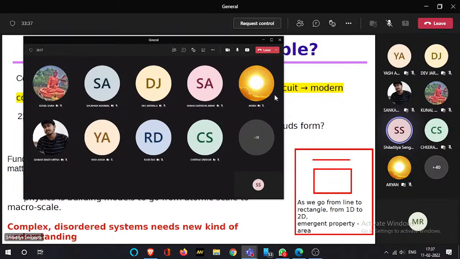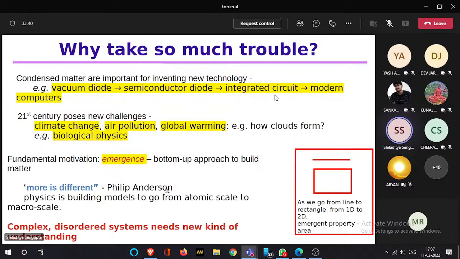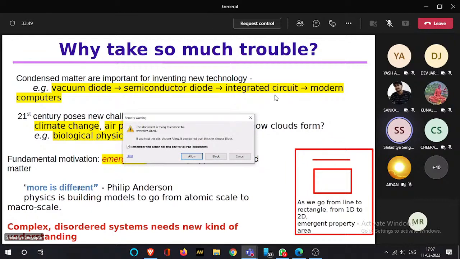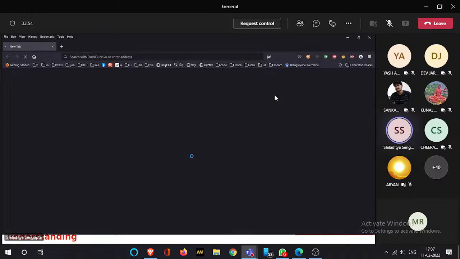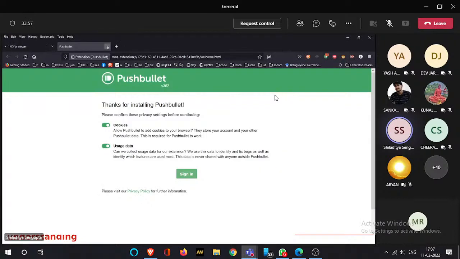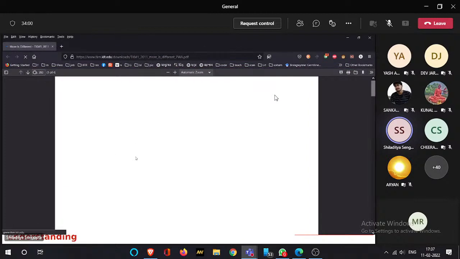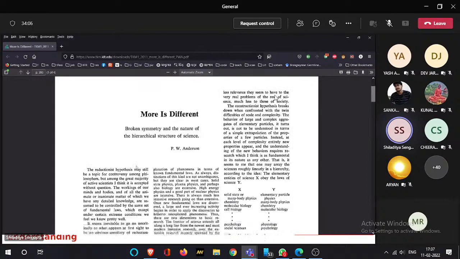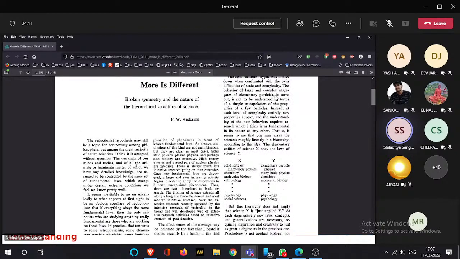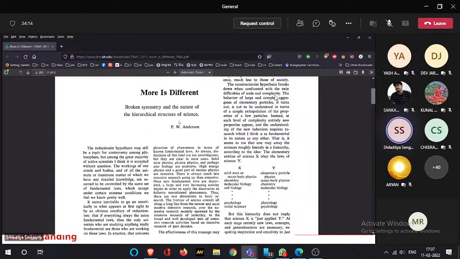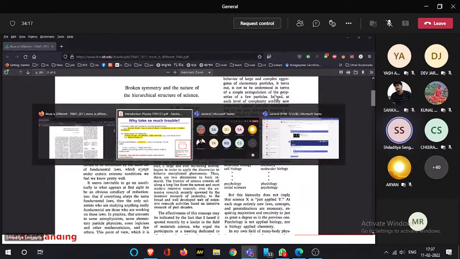So this was beautifully explained by a very famous condensed matter physicist, Philip Anderson. He had a very famous article called "More is Different." So maybe let me show you this article. This is a very famous four-page article. I have put the link, so if you are interested, take a look at it. It's a very provocative, very interesting article, and it has become very famous. So the idea is that more is different.